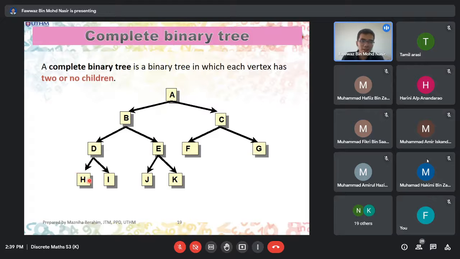Okay, dalam contoh ni D dengan E sahaja yang ada 2 children, E dengan F ni tak ada children. Okay, dan dalam complete binary tree juga dia mesti berat ke sebelah kiri. Jadi kita tengok dalam contoh ni, D dengan E ni ada children, tapi di sebelah sini kosong. Okay, so dia berat di sebelah kiri. Okay, jadi boleh kan dapat perbezaan antara complete binary tree dengan full binary tree?